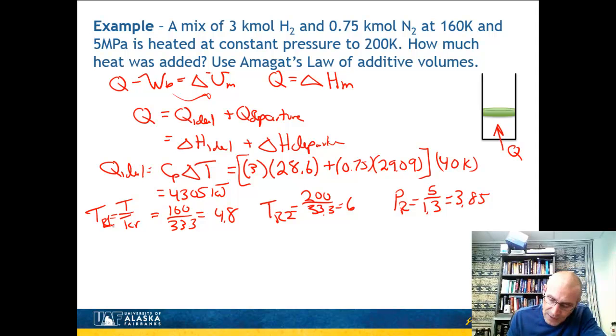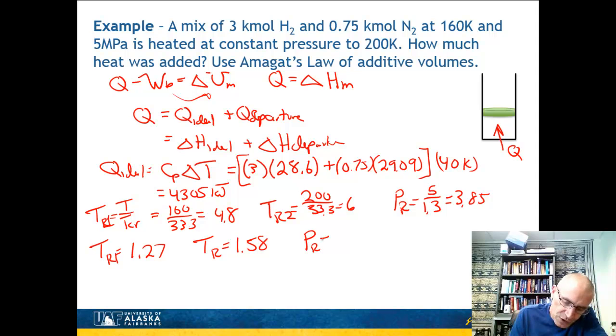And if I do the same thing for nitrogen, I'll skip the intermediate steps. TR is 1.27, that's the initial one for nitrogen, and the final state for nitrogen is 1.58, and its reduced pressure is 1.47. All right, so here I've got my initial and final reduced temperatures and pressures for each of the constituents, and what I need to do now is look up my departure terms for each one and put that in. I'll put one final equation down here at the end because I'm running out of room.